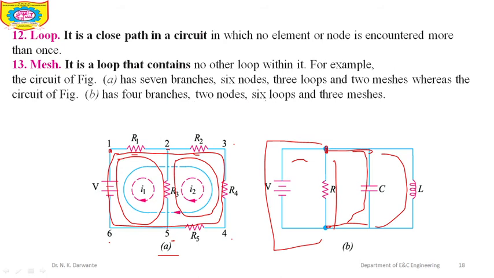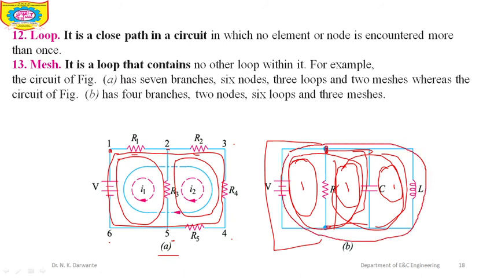Two nodes, four branches we have seen. Then six loops are there. Can you see which are the six loops available in this second figure? This is the first loop. This is loop 1, this is loop 2, simple, loop 3 is there. Then one more loop, the fourth loop. Then this is the fifth loop, and finally this is the sixth loop. These are the six loops available in this second circuit.